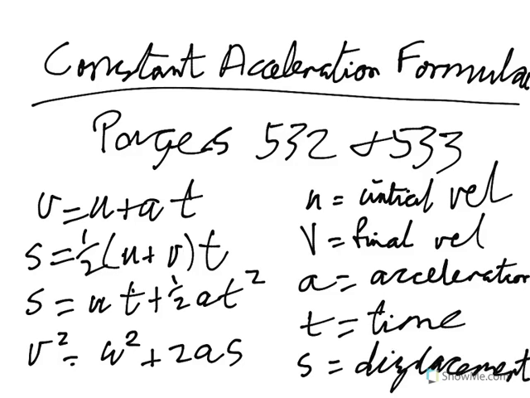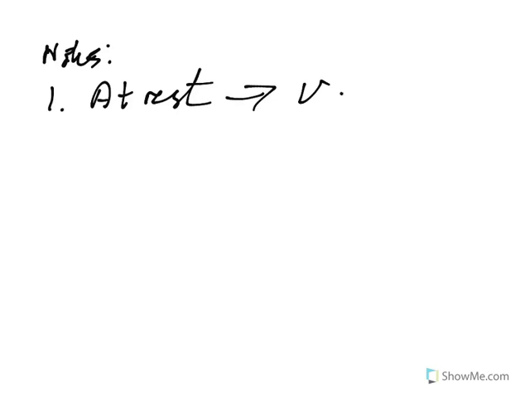Alright, so they are the four constant acceleration formulas. Each of them has one of those things not in it. Alright, a couple other quick things, if you'd like to take some notes. Number one, at rest means that velocity is zero.